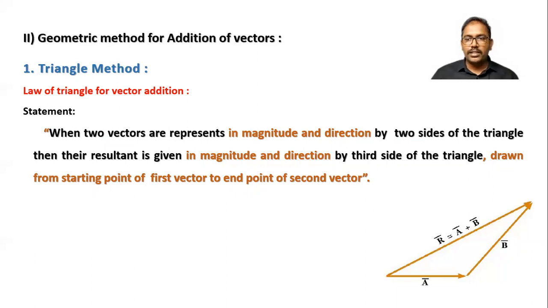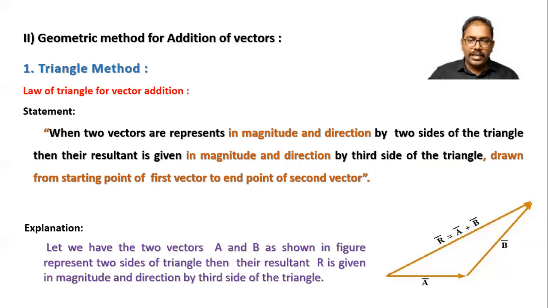So a question may be asked in examination: state and explain the law of triangle. So you have to write this statement, and the explanation you can write by this diagram. If vectors a bar, b bar shown in figure represent two sides of a triangle, then the resultant r bar is given in magnitude and direction by the third side of the triangle. The same thing we elaborated here in the explanation.